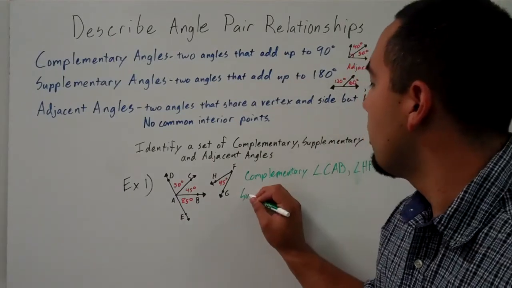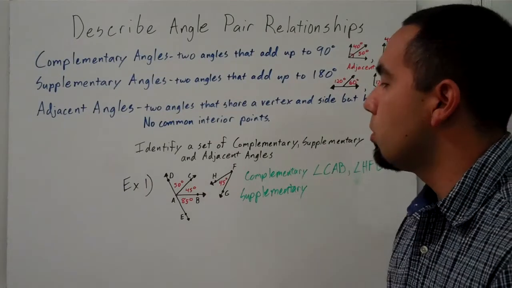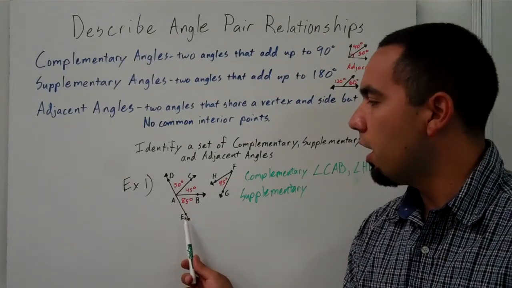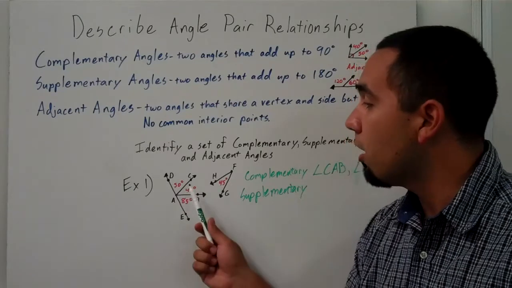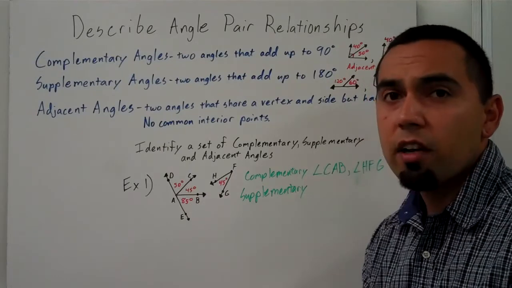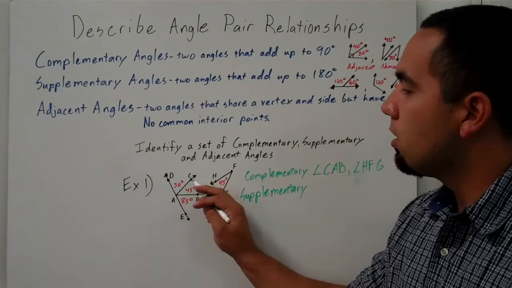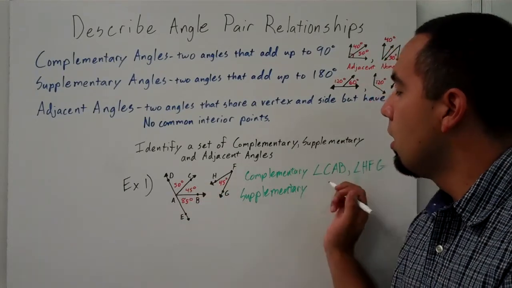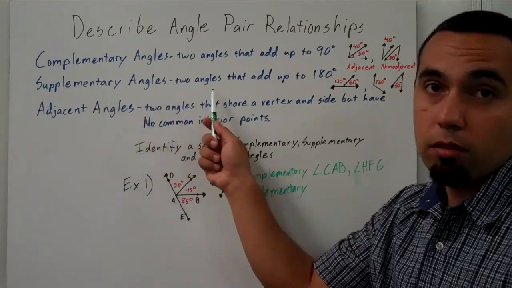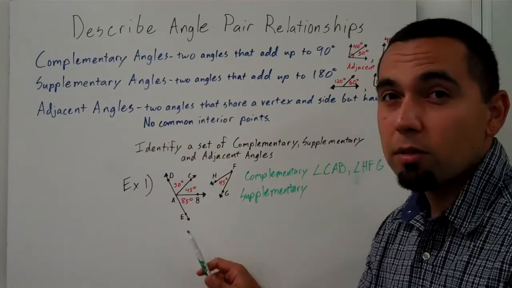I also need a set of supplementary. So supplementary, again, means adds up to 180 degrees. If I look here, it looks like I have a straight line here from D, A, E. If I follow that, it looks like a straight line. So let's count. 50 plus 45, well, that's 95. 95 plus 85, that's 180, right? But if I wrote down all three angles, DAC, CAB, and BAE, do I have supplementary angles? Because the definition says two angles. I need two angles that add up to 180 degrees. And I just named three. So I can't use those three.